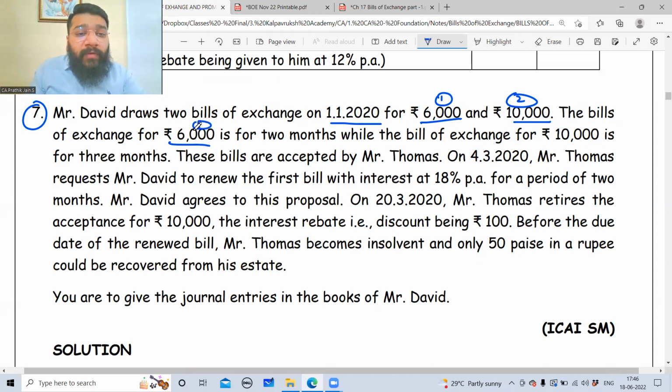Can I say the first bill of exchange is for 2 months? So the first bill term period is 2 months, while the bill of exchange for 10,000, that is the second bill, is for 3 months. These bills are accepted by Mr. Thomas. Now, the problem here is that people ignore this.